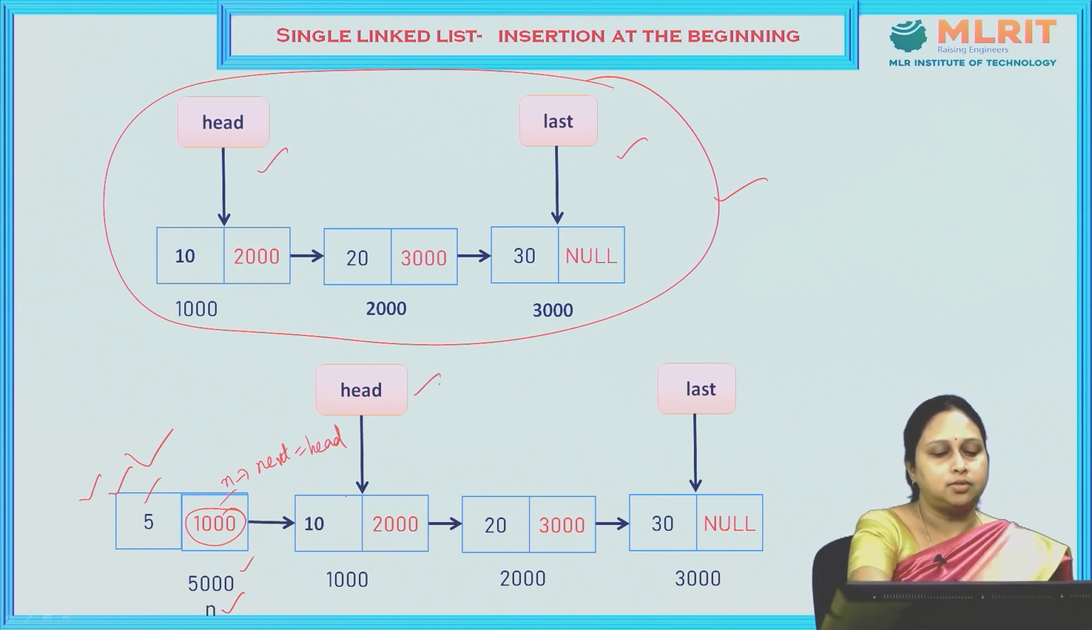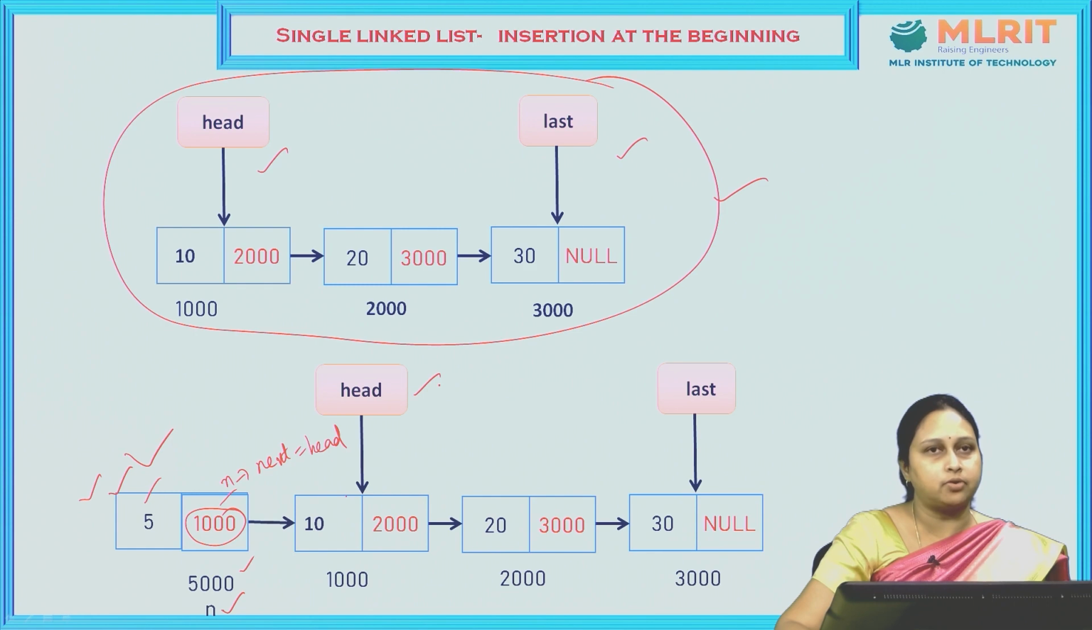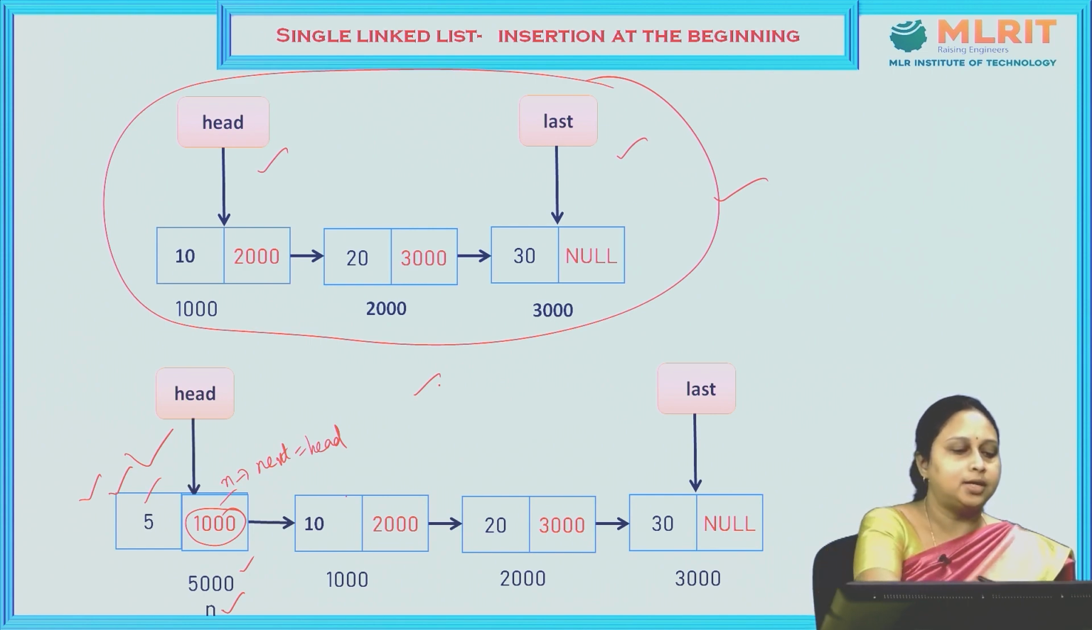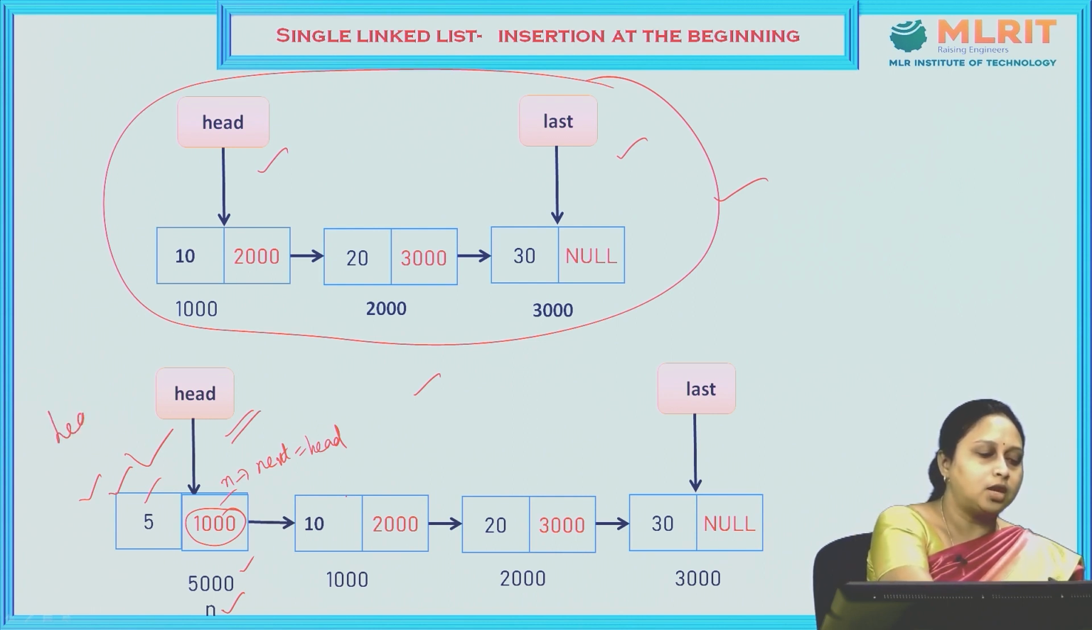We know that the name of this node is head, that's why we are going to make the connection n-arrow next equal to head. After writing this statement, now we are going to assign this head to the first node. Why? Because we are inserting a new node at the beginning, that's why this becomes the head node. For this, the statement we are going to write is head equal to n.